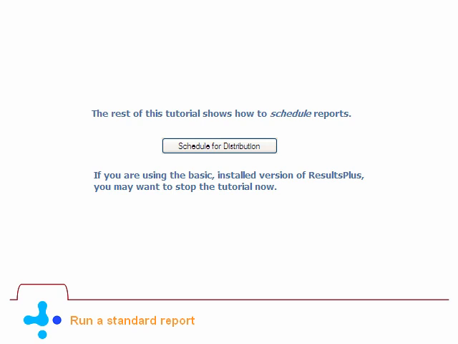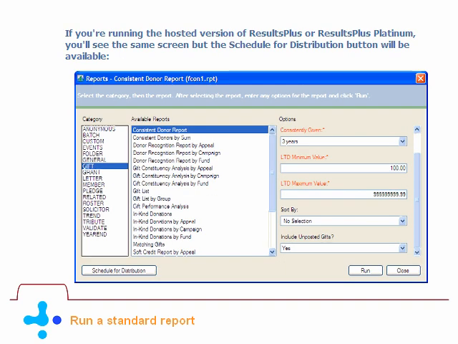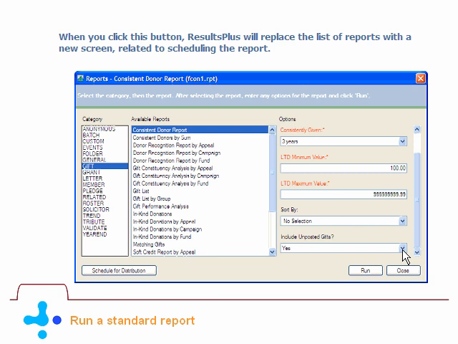The rest of this tutorial shows how to schedule reports. If you're using the basic installed version of ResultsPlus, you may want to stop the tutorial now. If you're running the hosted version of ResultsPlus or ResultsPlus Platinum, you'll see the same screen, but the Schedule for Distribution button will be available. When you click this button, ResultsPlus will replace the list of reports with a new screen related to scheduling the report.